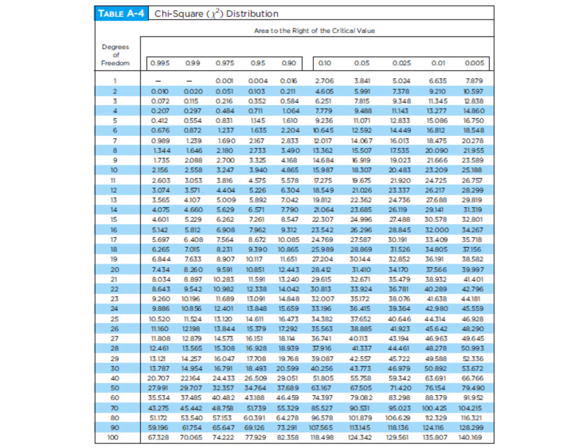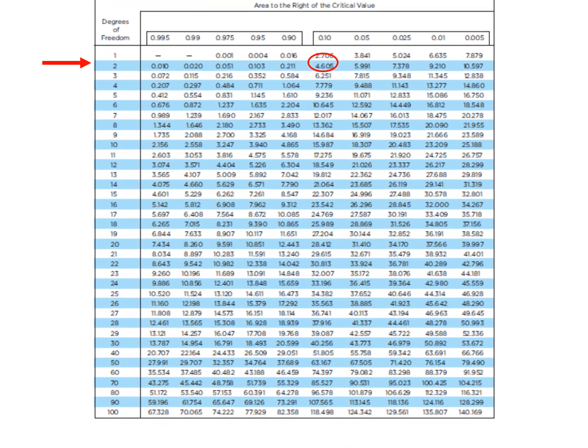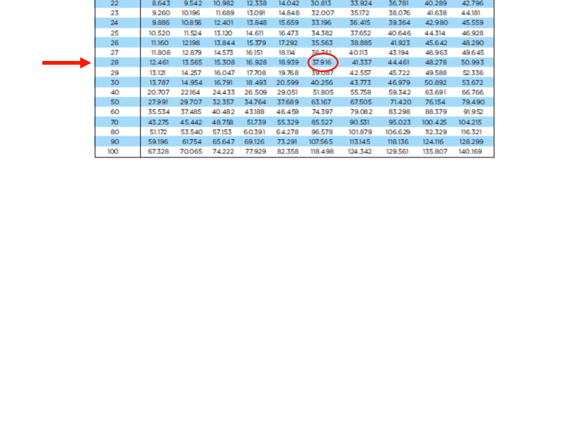And just to make sure we're clear on this, let's take a look at the chi-squared chart. So you want to get out your own chart so it looks nice and clean and easy to read the numbers. Our area to the right of our critical value was 0.10. We wanted 28 degrees of freedom, so we're going to drop down here to 28 degrees of freedom. And at that point, you should see the 37.916. Okay, so that is the 90th percentile of our chi-square distribution with 28 degrees of freedom.